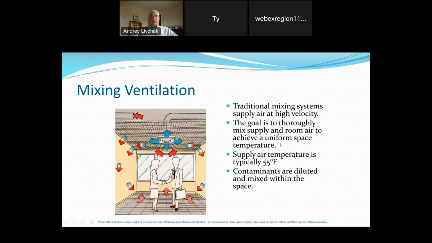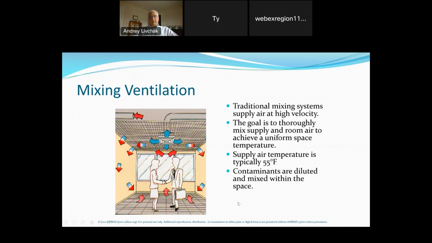First of all, we're all familiar with mixing systems. As you can see on this picture, this is a typical ceiling four-way diffuser. The objective of a mixing system is to mix supply air with room air as fast as possible and provide uniform temperature and contaminant conditions in the space. Typical supply temperature is about 55 degrees Fahrenheit. Contaminants are diluted and mixed within the space.